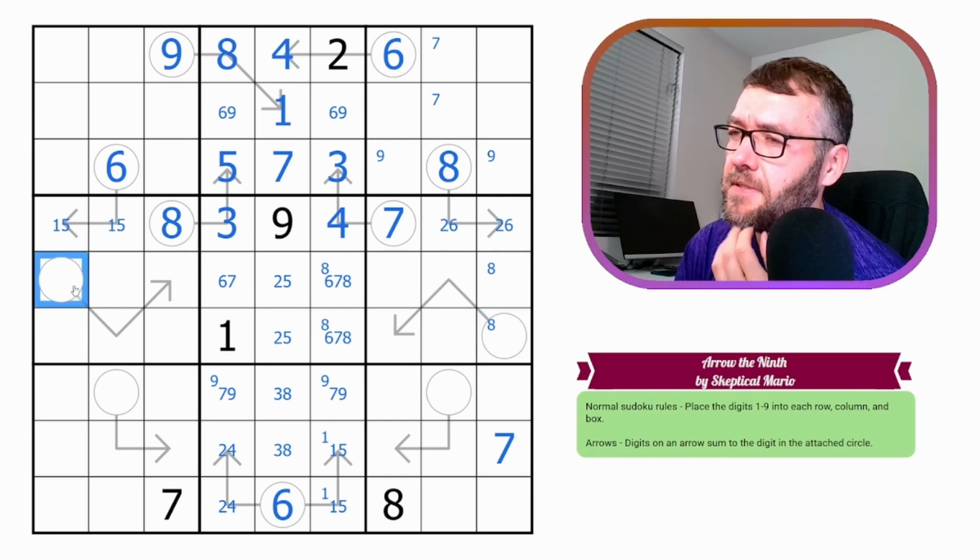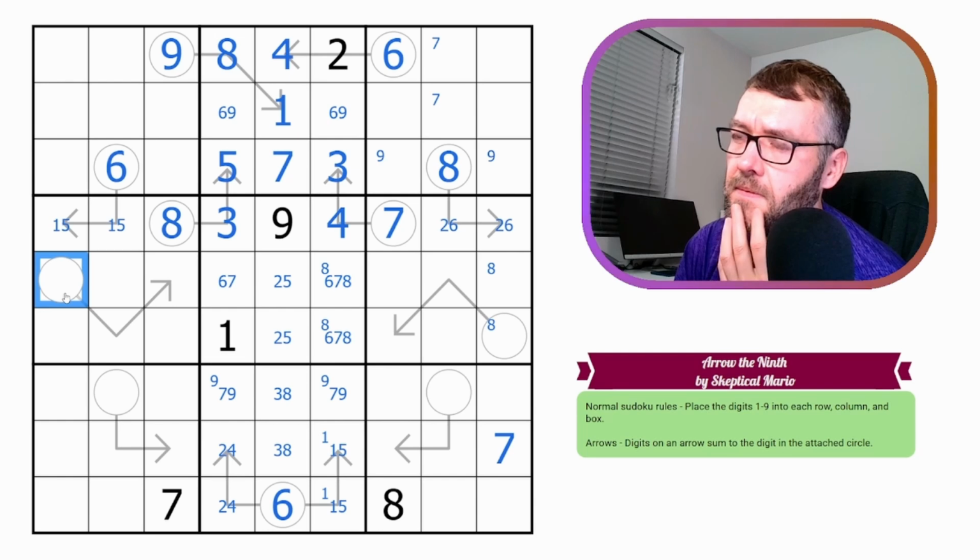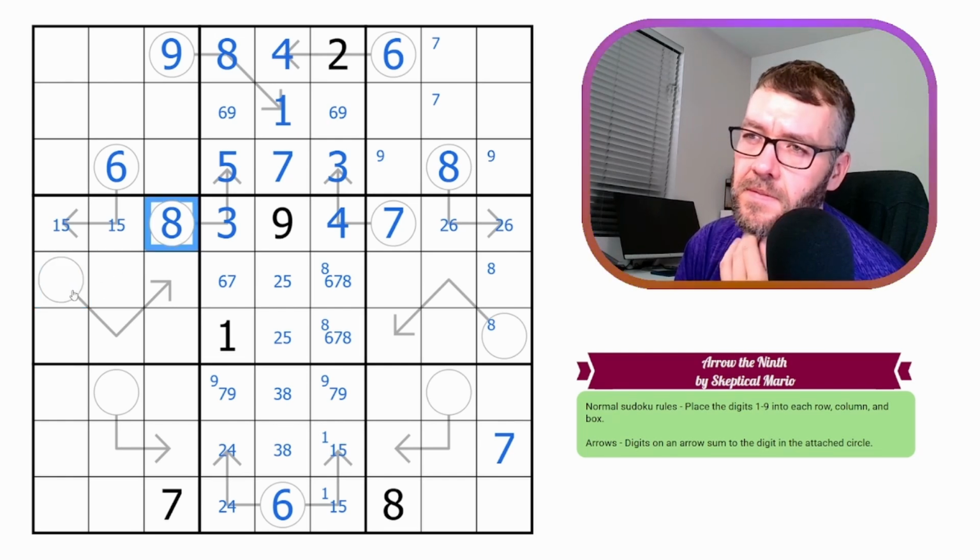This has to be at least a 6, because a 1 can't go on this line. And a 5 can't go here, so this is at least a 6. It can't be an 8. So this is 6, 7, or 9.